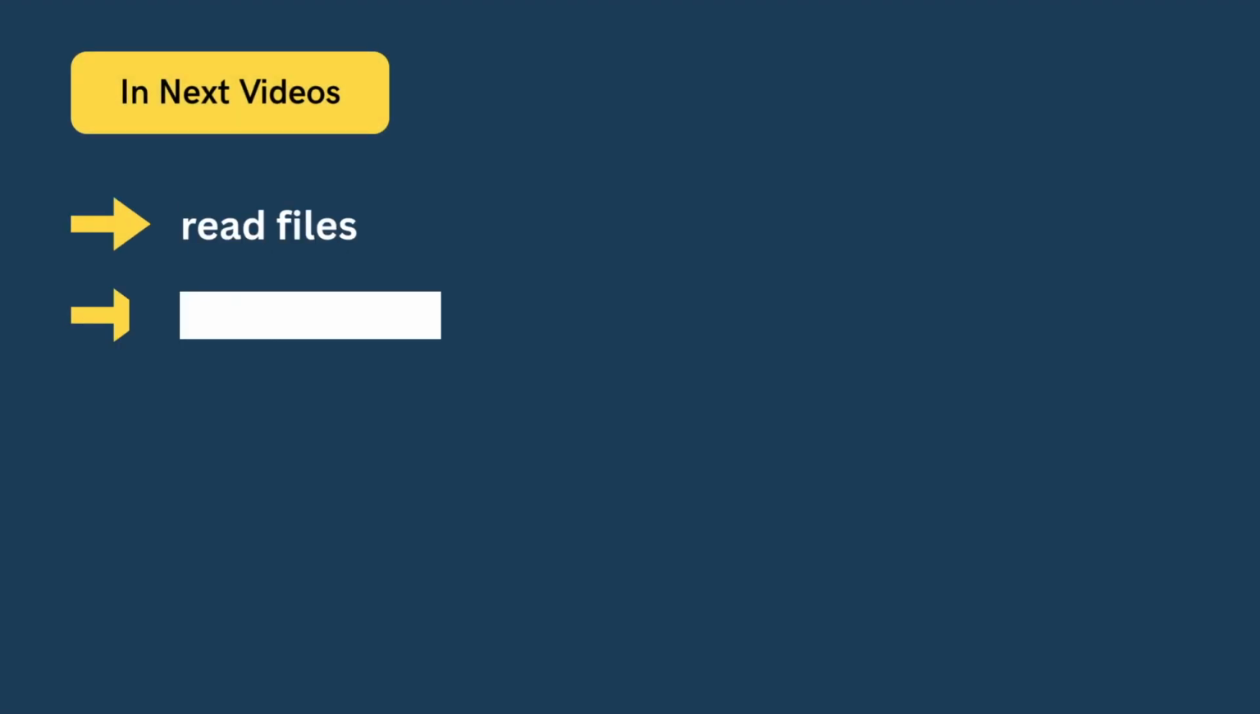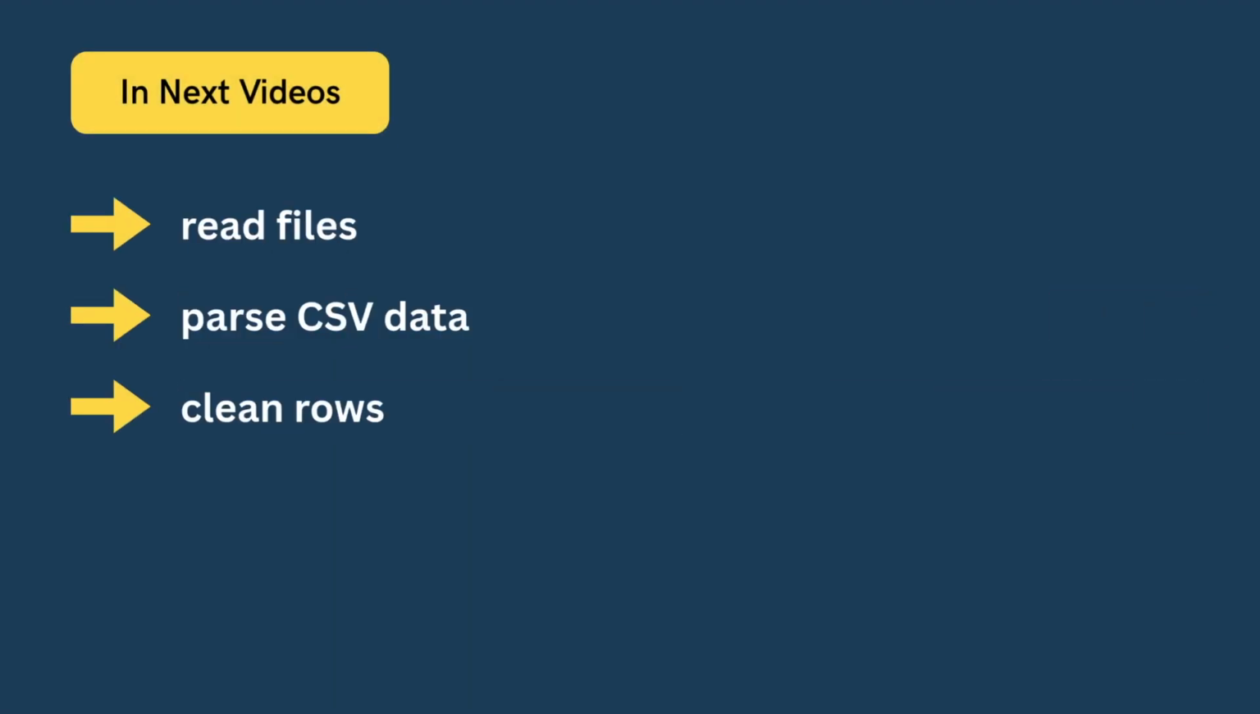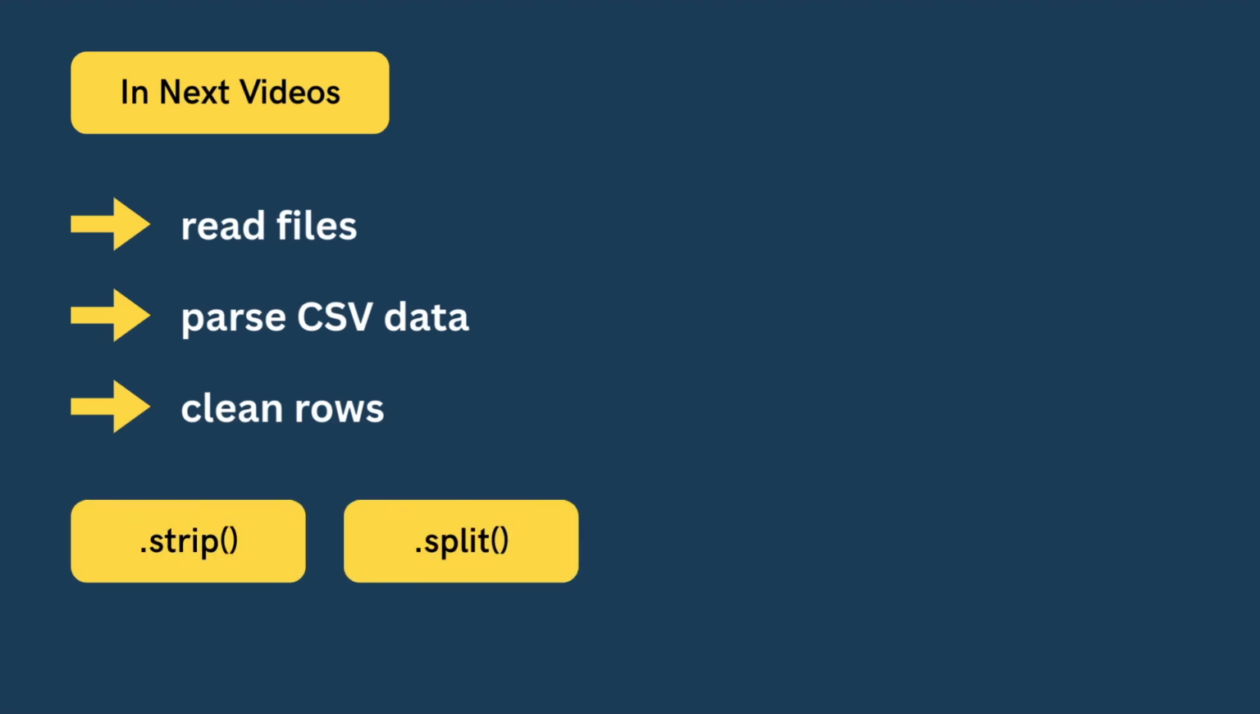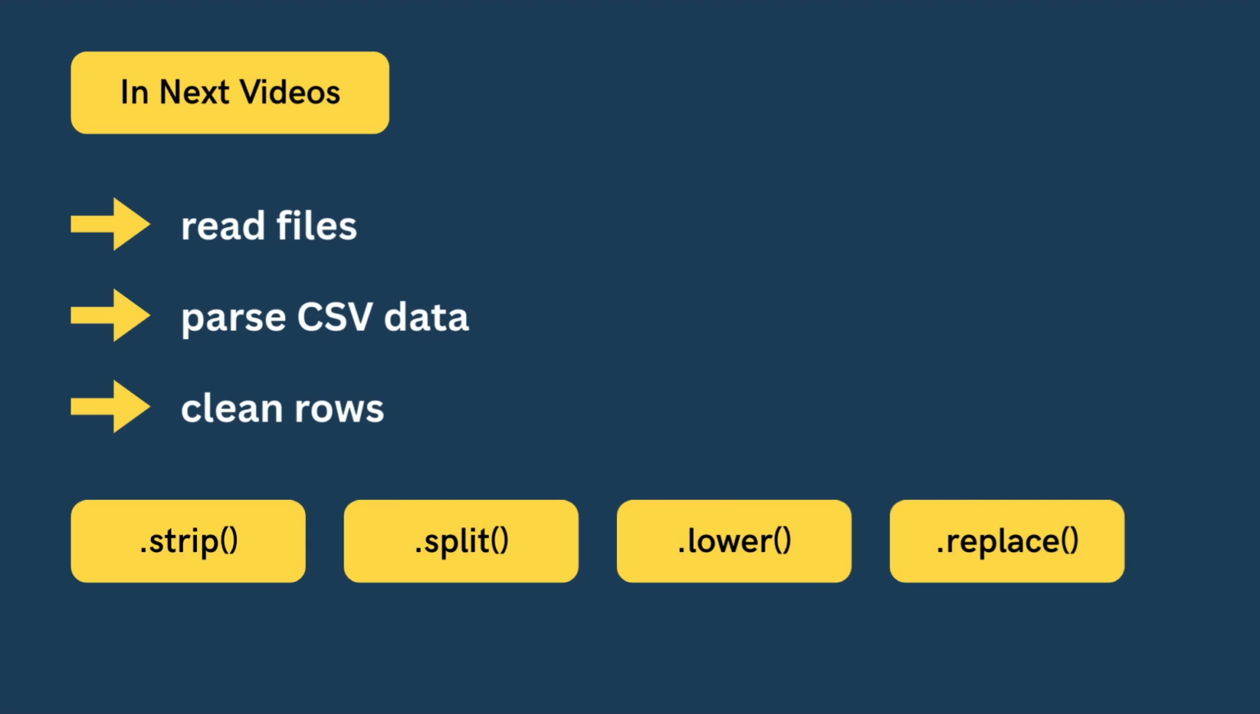In the next videos, we will read files, parse CSV data, clean rows. All of that depends on .strip, .split, .lower and .replace functions. Once strings are clear, files become easier. Before moving on, do one thing. Take a messy string, clean it step by step. That's how you build confidence.